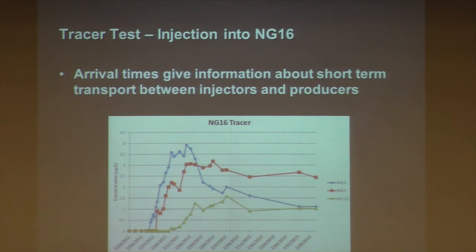And then we had about 4 months before we started to see returns in the production wells. The only well where we see the classic tracer return profile is in EG4. EG9 is quite a different profile than you would anticipate, and also EG12.